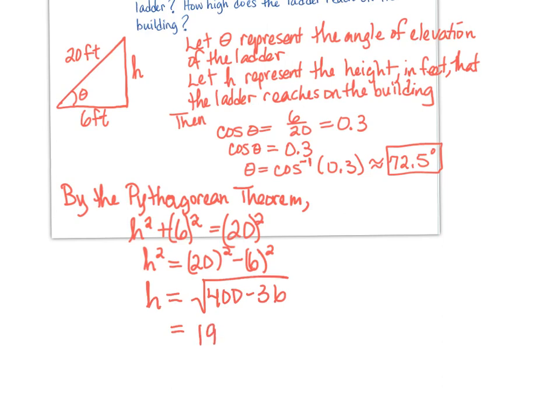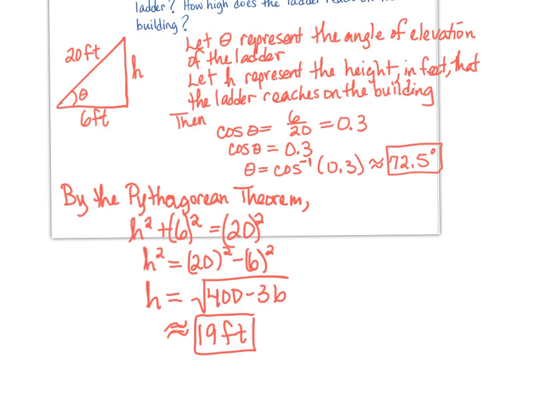So because everything else up here is given to us as whole, about what? 19. Good, 19 feet. So approximately 19 feet. Good. Okay? What questions do you have?